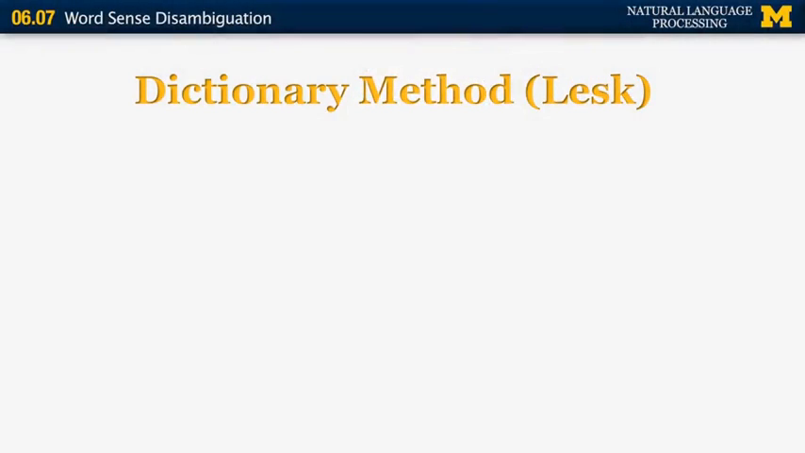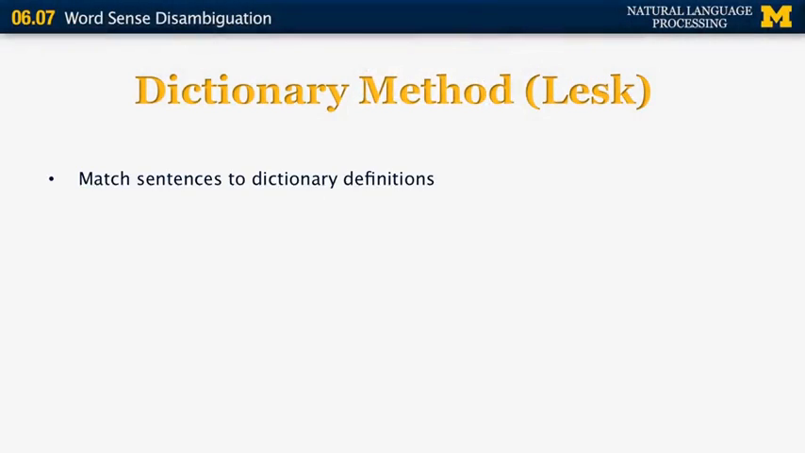So the idea behind the dictionary method is that if you have ambiguous words in a sentence that appear together, you're going to find all of the possible meanings of each of those words, and then look up the dictionary definitions of all the senses of those words, and then look for pairs of dictionary definitions, one for each of the ambiguous words, that overlap the most. So here's how it works.